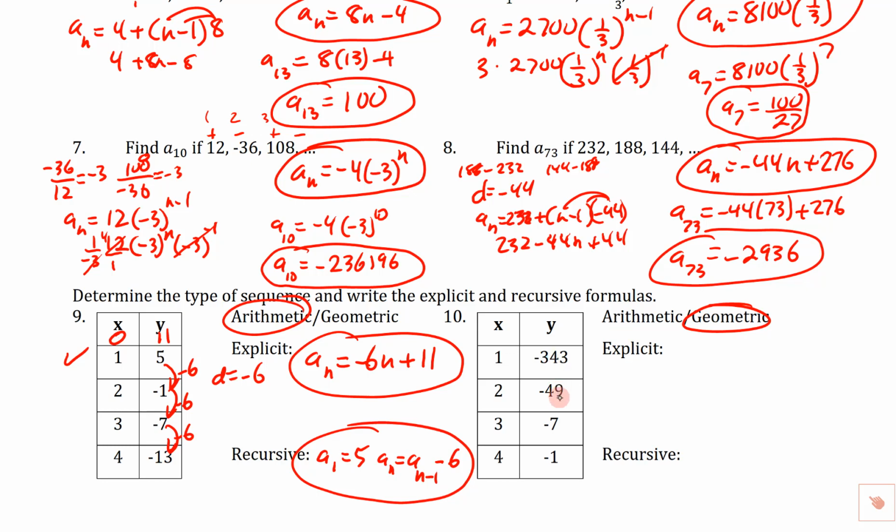Let's take any term and divide by the one before it. So don't get caught up in this. Take negative 1 and divide by negative 7. We get a common ratio of 1/7. Common ratio of 1/7, 1 on the top and 7 on the bottom.